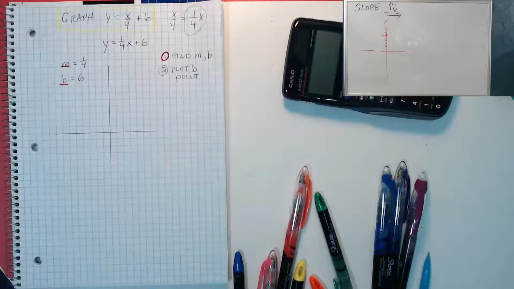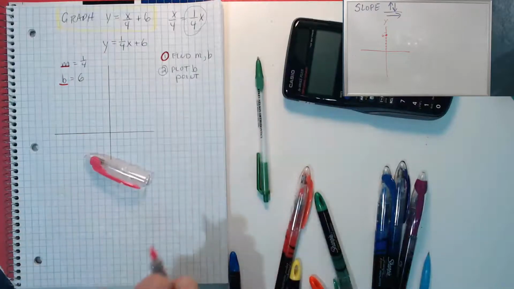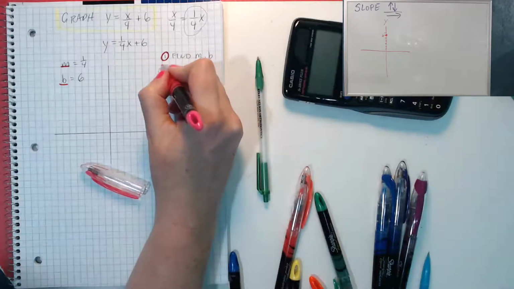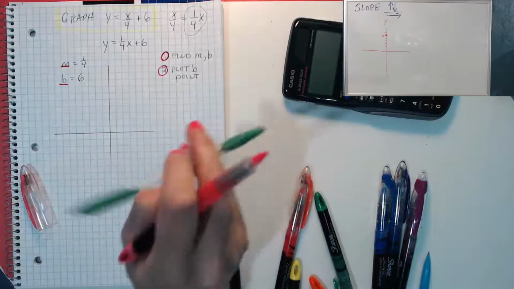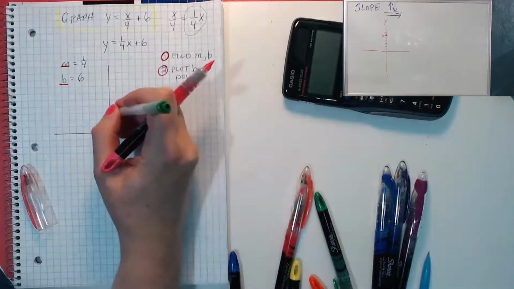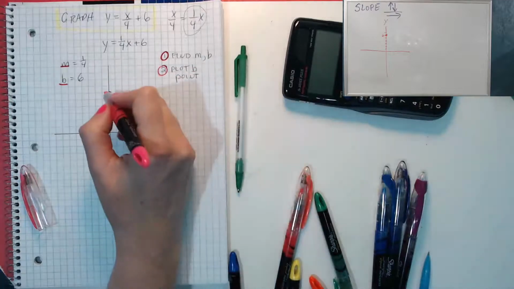Okay. To plot the B point, the B is 6. So we're going to go up here: 1, 2, 3, 4, 5, 6. And that's pink.